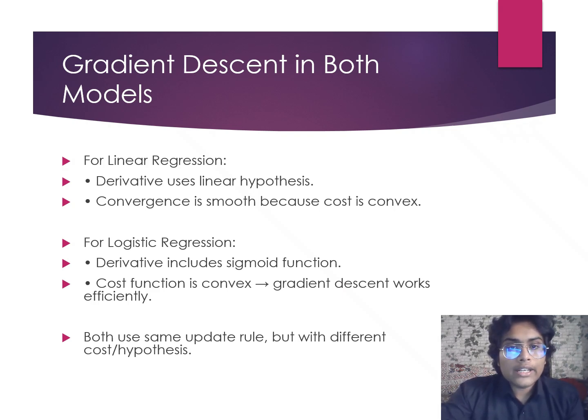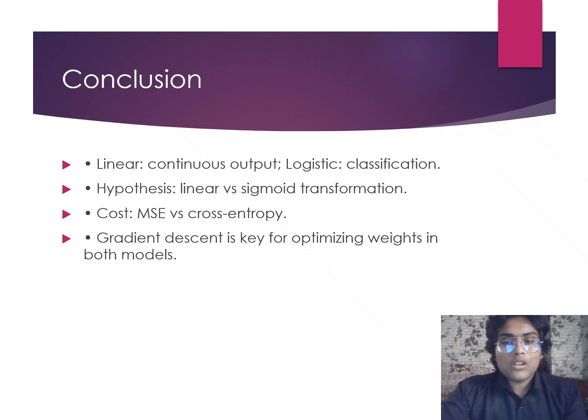So now we will discuss gradient descent in both models. Gradient descent for linear regression: the derivative uses the linear hypothesis, and convergence is smooth because the cost is convex. Gradient descent for logistic regression: the derivative includes the sigmoid function, the cost function is convex, and gradient descent works efficiently. Both use the same update rule but with different cost and hypothesis.